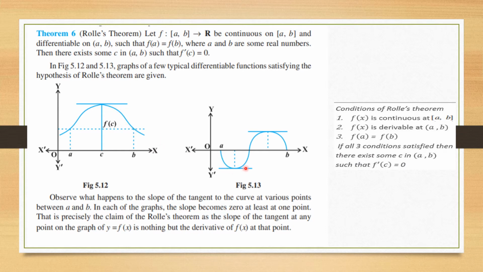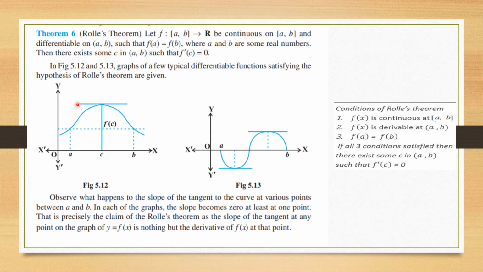Similarly, this decrease starts increasing. So it changes its direction. So this f'(c) is 0. The value of the derivative at this point is 0. And this is the condition of Rolle's theorem, that if a curve is continuous in the closed interval [a, b], differentiable in the open interval (a, b), and f(a) equals f(b), if all these conditions are satisfied, then there exists some c in this open interval (a, b) such that f'(c) is equal to 0. The derivative at that point is 0.